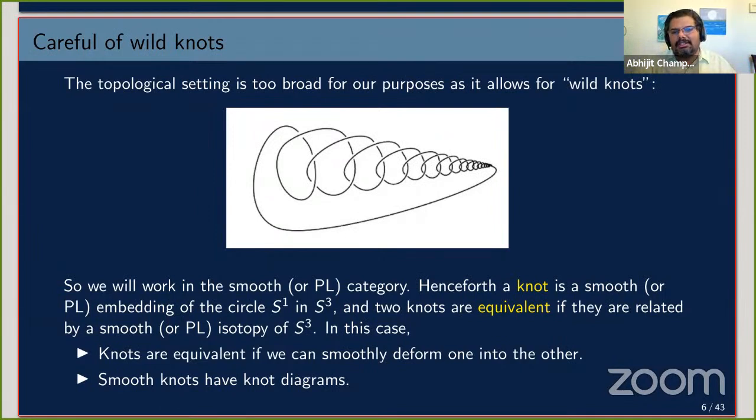So this isotopy of knots, meaning just continuously moving one knot to the other, is not a good notion if you are just in the topological category. But in the piecewise linear or the smooth category, it's equivalent to isotopy. And smooth knots have knot diagrams, meaning they can be represented as finite four-valent planar graphs.